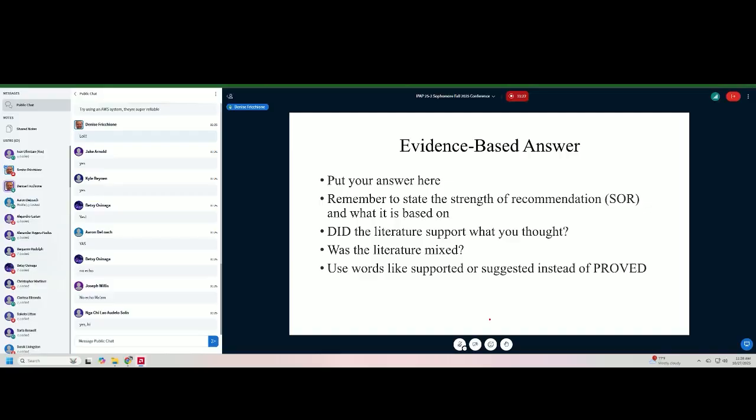Also in this section, you have to tell us overall what the strength of the recommendations for your answer are. So if you found meta-analyses and systematic reviews that supported your answer, you're going to say that the strength of the answer is sort A. However, if you just found some new clinical trials or some cohort studies, then you're going to have to downgrade that to a B.